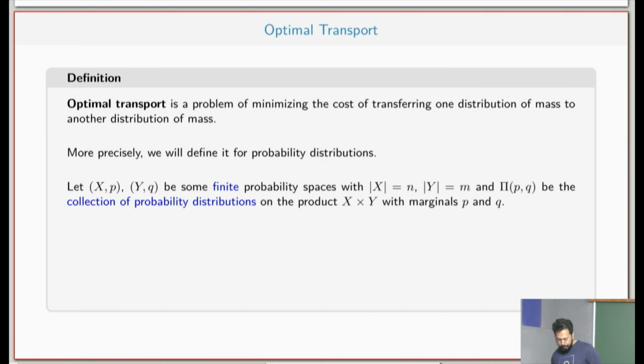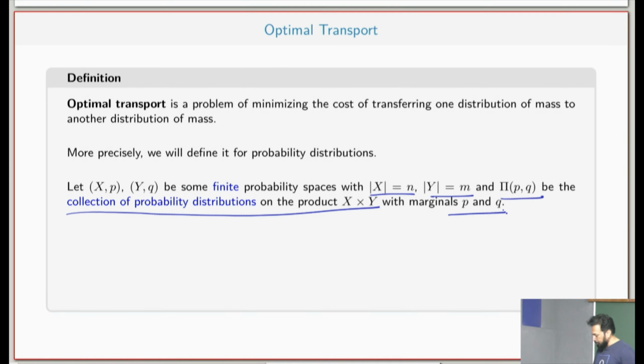So let (X, p) and (Y, q) be some finite probability spaces, with |X| equal to m and |Y| equal to n. So already we are saying that they may have different numbers. One has m, another has n. And then let Π(p, q) be the collection of probability distributions on the space X × Y with marginals p and q. So now we are looking at this notation Π(p, q): the set of all probability distributions with marginals p and q.